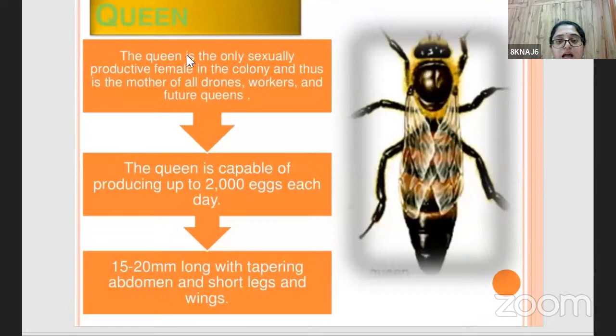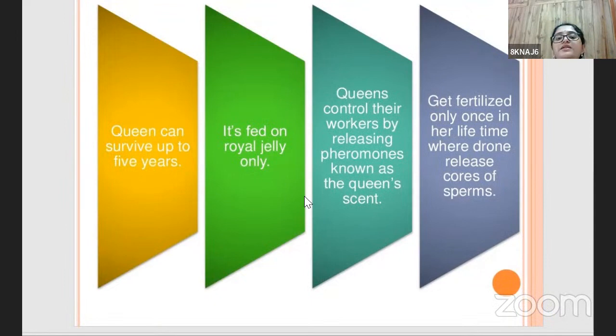And the queen bee is the only sexually productive female, capable of laying around 2,000 eggs. It's the biggest of the lot in the colony, basically. It feeds only on royal jelly and can survive up to 5 years. And that's how it is.